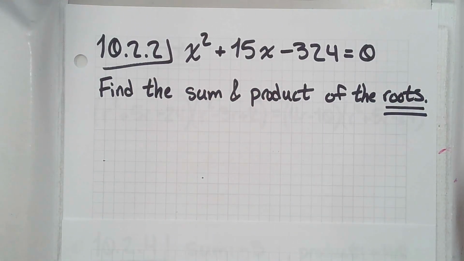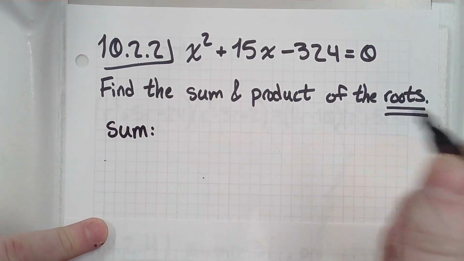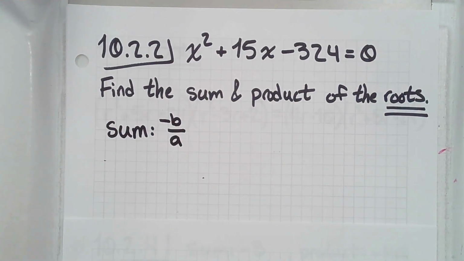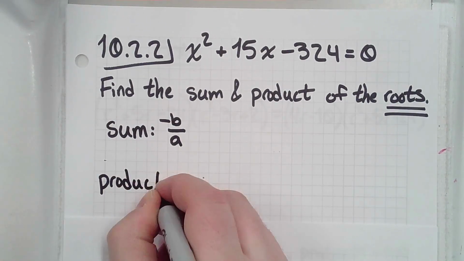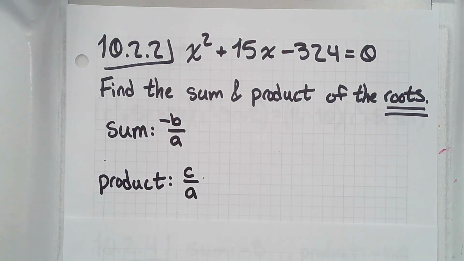Well, as we learned in class, the sum of the roots will always be equal to -b over a. When you add up your answers, they'll always give you this. And when you multiply your answers, they'll always give you this pattern, c over a. And I want to make clear what those are.